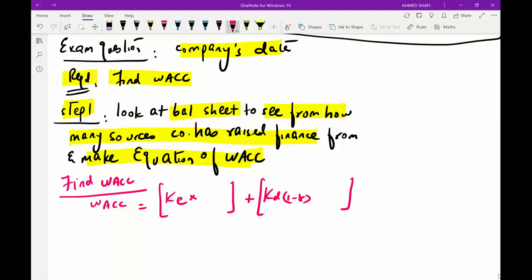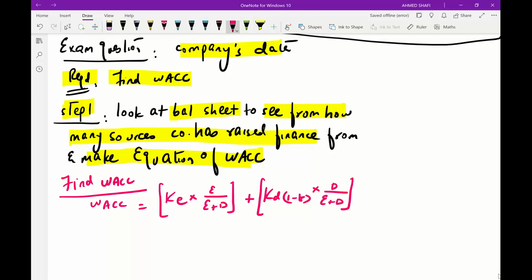KE will come on equity proportion only. So how do we get the equity percentage in the company? It's equity over all sources. Here there are two sources, equity plus debt. To get the equity percentage, we will take equity over total, equity plus debt. And cost of debt only on debt, that is debt over total. This is the equation of WACC.